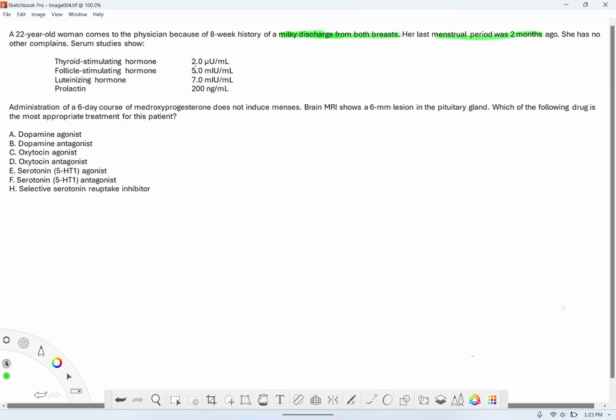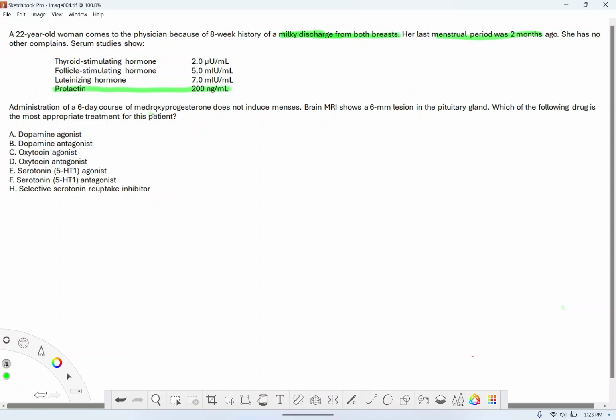Thyroid stimulating hormone. I know these values, but if you don't know them, it's okay. You will always get a lab sheet on your exam. TSH is normal between 0.4 to 4, so this is normal. Follicular stimulating hormone is 5 to 25. Luteinizing hormone is 5 to 25, so these are all normal. Prolactin is usually less than 25, so this is very high. So this person looks like hyperprolactinemia, with its signs and symptoms.